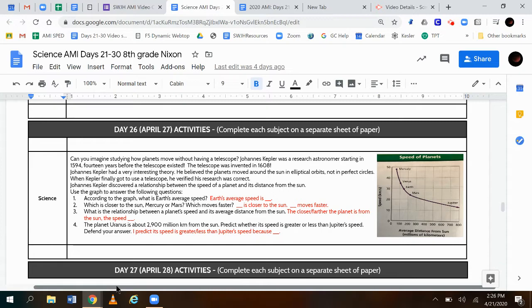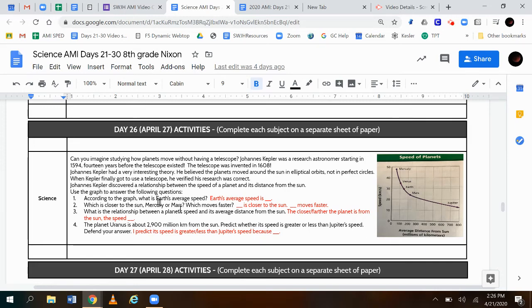And we've got another graph here, so you can definitely do this. Let's look at number 1. According to the graph, what is Earth's average speed? Well, let's look at the graph. You have the speed of planets. That's the name of the graph, so that's what it's going to be about. On the x-axis, we've got the average distance from the sun in millions of kilometers. And then the y-axis has the speed in kilometers per second. So don't forget your units when you're answering these questions.